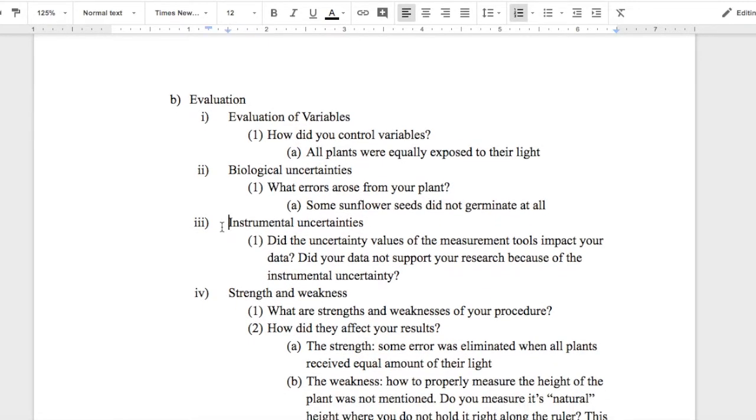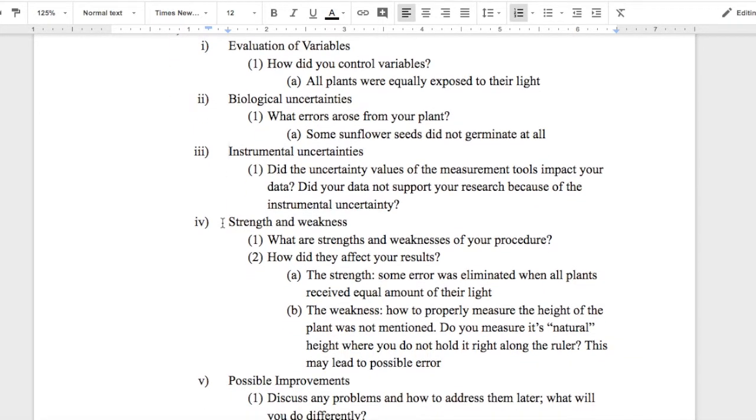You should also state the instrumental uncertainties. For example, how did the uncertainty values impact your data? And was your original hypothesis refuted because of the uncertainties? You should also address the strengths and weaknesses of your lab report, mostly focusing on areas of improvement, but also stating what you did well.